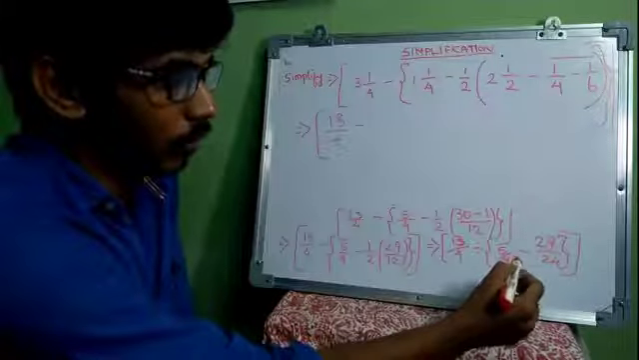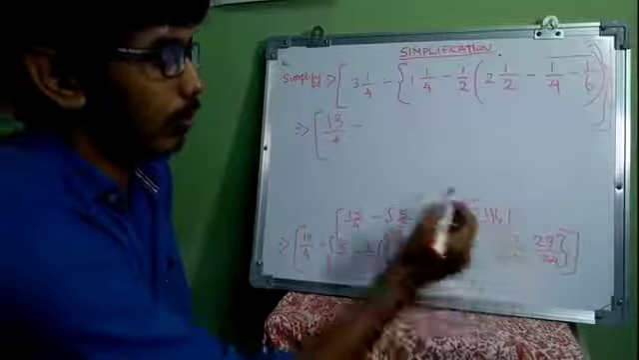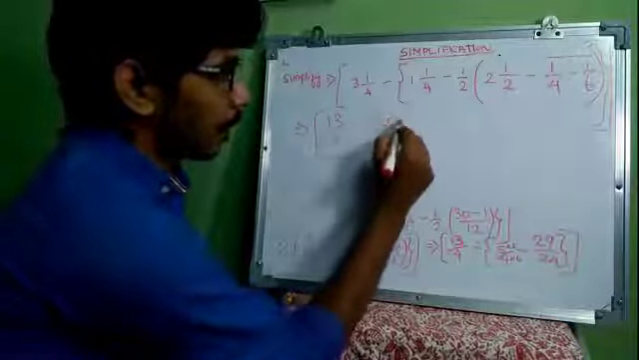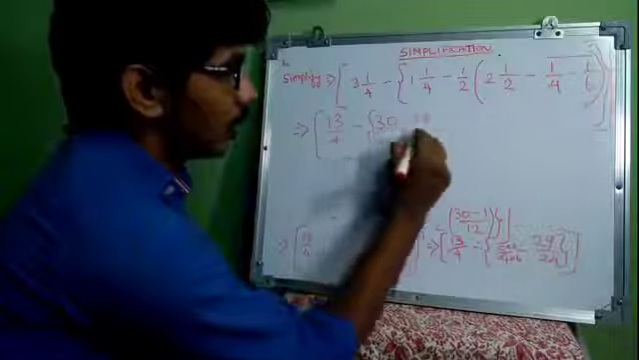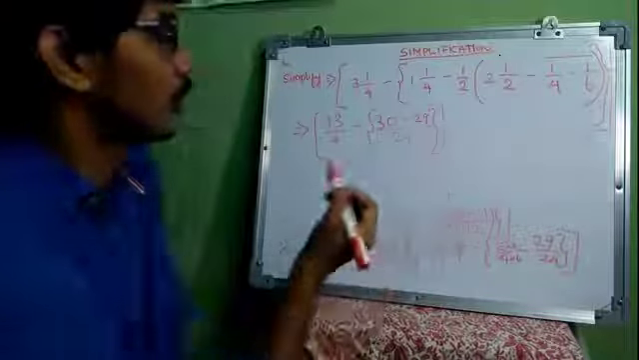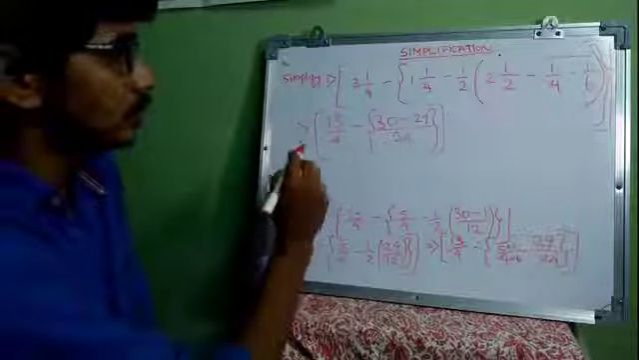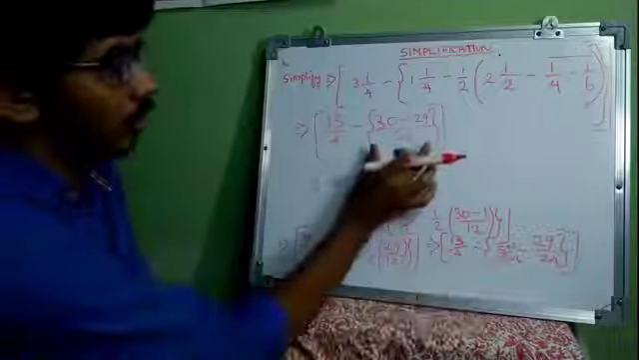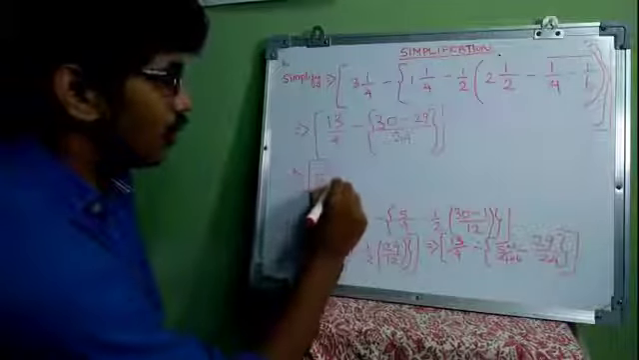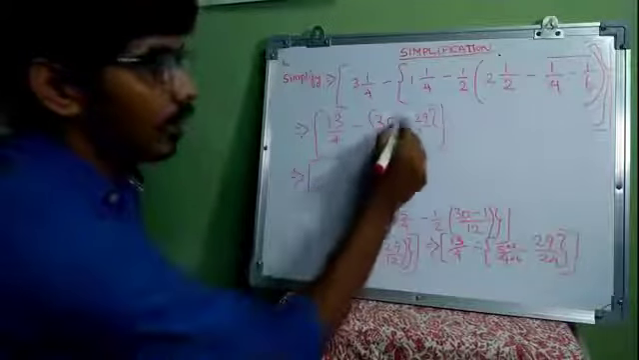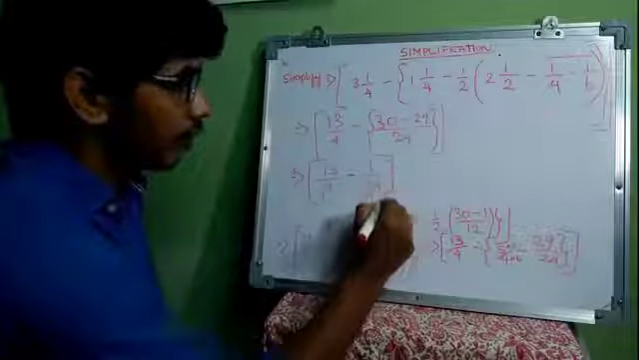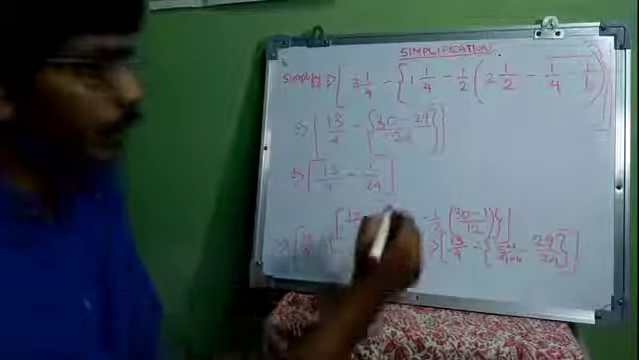What do you have to do? You have to multiply with 6. Into 6, into 6. 6 5s are 30. 30 minus 29 by 24. Okay. Is it clear? And then you have to solve this only. 13 by 4 divided by, here 30 minus 29 equal to 1 by 24. Okay. And the next step, what do you have to do?